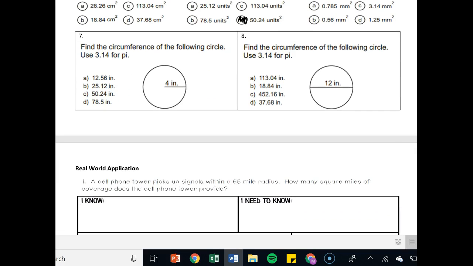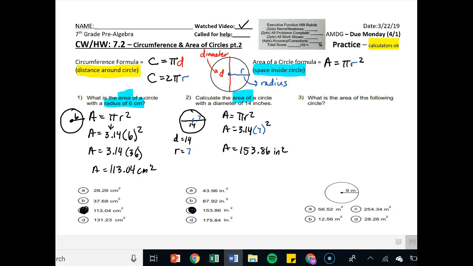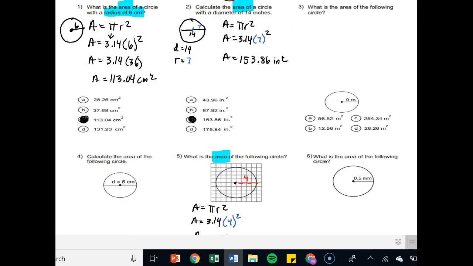Now, it's not always about area. In fact, in these problems, I want you to find the circumference. Remember, circumference formula back up at the top, it can either be C is equal to pi d or C is equal to 2 pi r. You don't have to do any thinking.